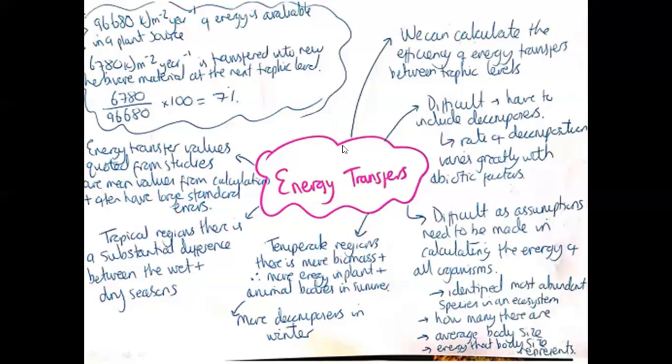It's also worth noting that energy transfer values that are quoted from studies, so say you read somewhere or in your textbook it says 7% of the energy from a particular plant is transferred to the primary consumer. That value that you're being given is a mean value taken from calculations, and so they often have large standard errors. So remember, standard error is your measure of how far away your result is from the actual result, and so they've got quite large ones. So it's entirely possible that the value you've got is a million miles away from the actual truth, because of all of these difficulties in calculating those efficiencies and those energy transfers.